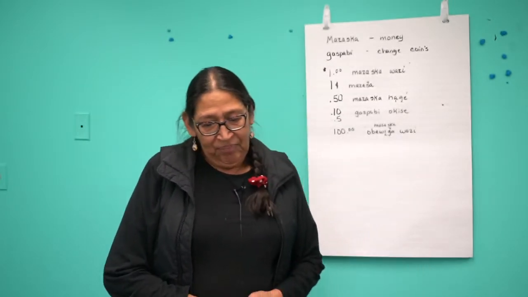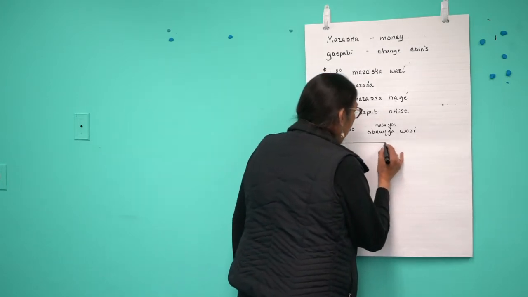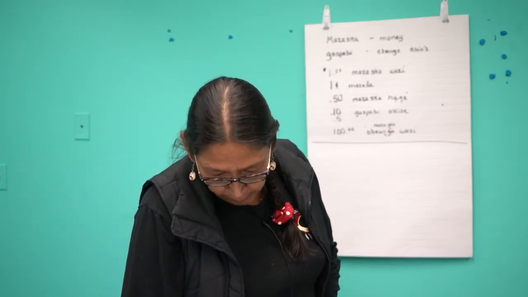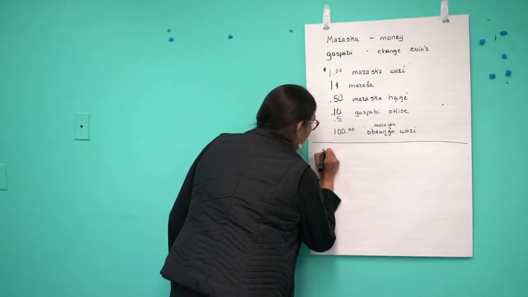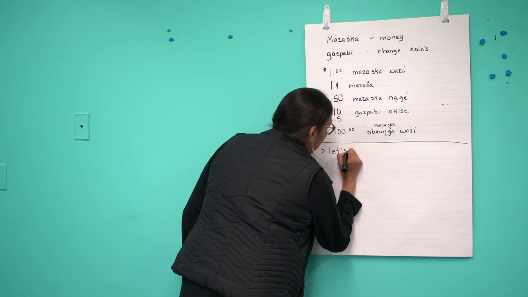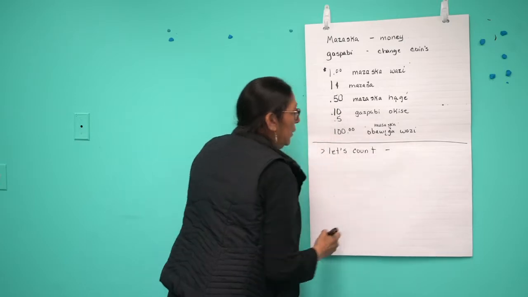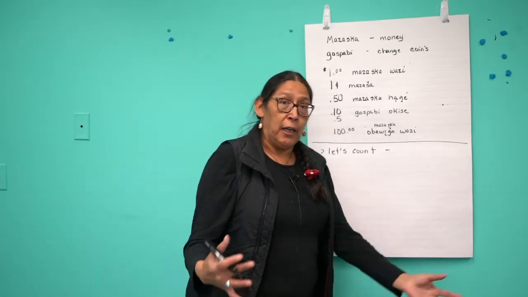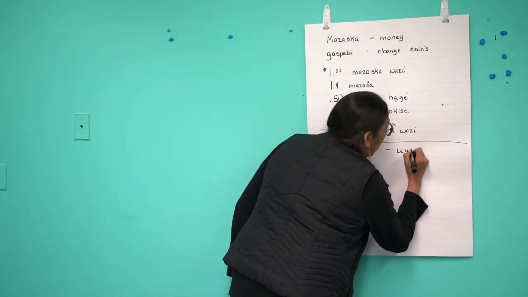Now we're going to go through a couple of words that can go with your money or can go with your things. And one of the words that we're going to, let's count, is one of our words. Let's count. In Nakoda, I would tell you, Oyawa bikta. We are going to count. Oyawa bikta.